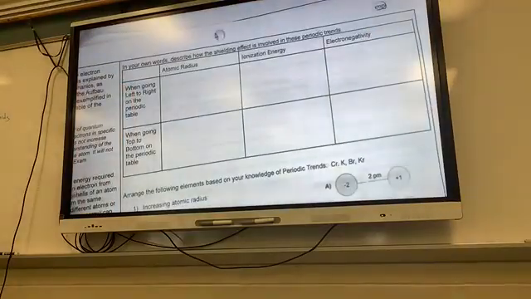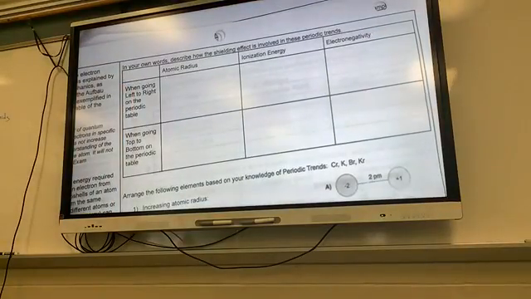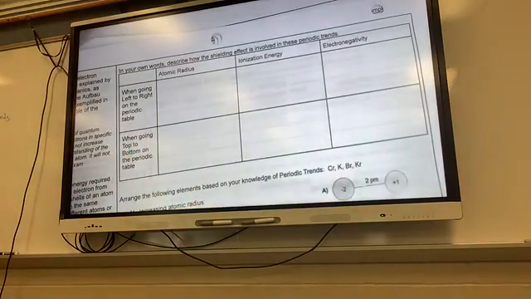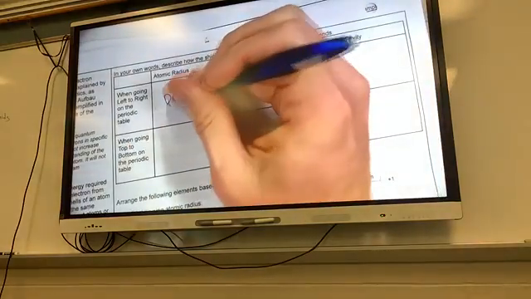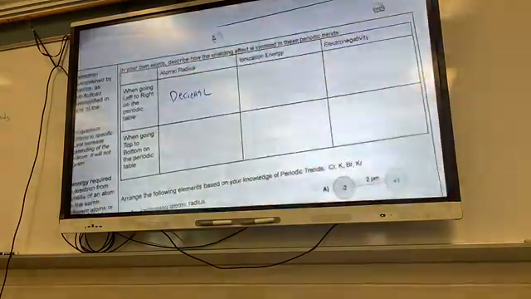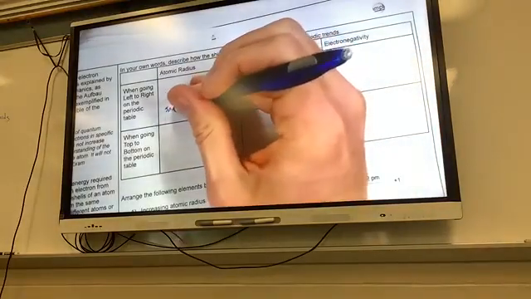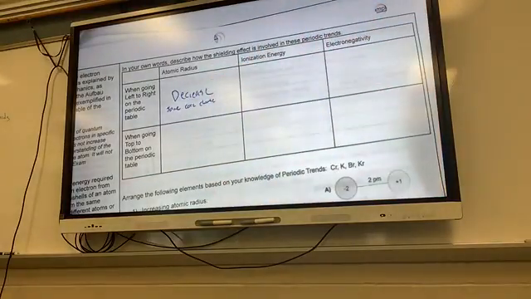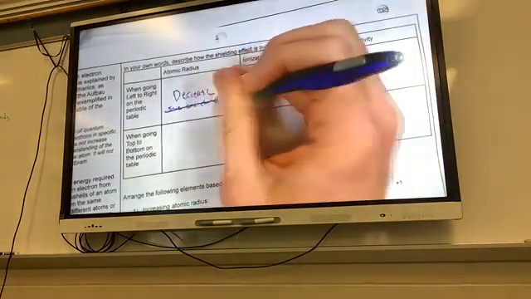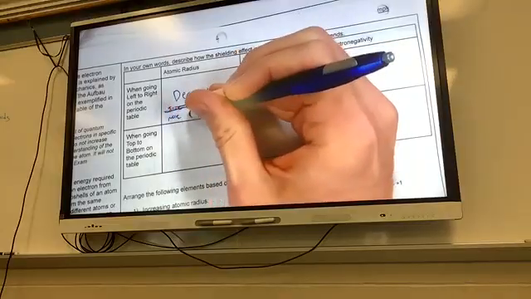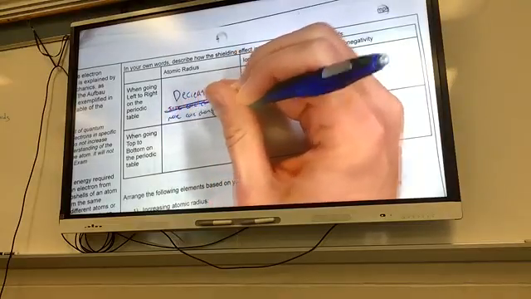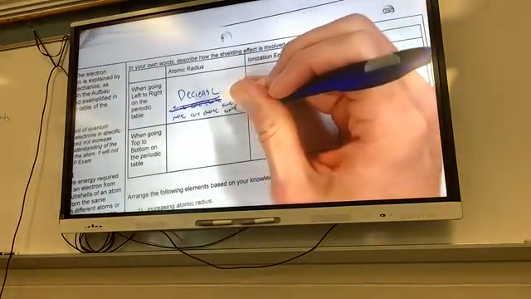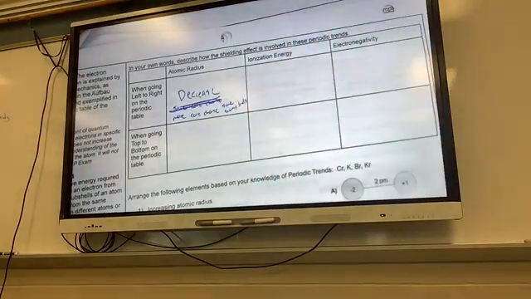Your trends. So, atomic radius, when going left to right, increase or decrease? Decrease is what it says. It's the one weird one. Same shielding, same energy levels, but more core charge as I go to the right, pulling in more density.